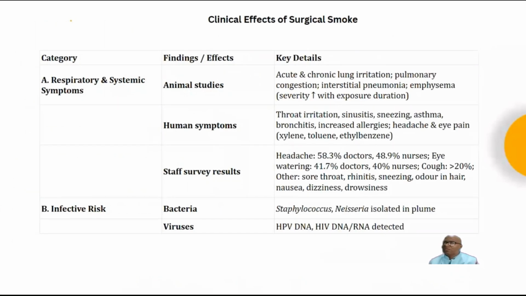Okay. So what are the clinical effects of surgical smoke? There may be respiratory and systemic symptoms. Then infective risk is there that can happen. Various staff surveys have been conducted. Various symptoms such as headache, eye watering, cough. These are the symptoms which can happen because of this surgical smoke.